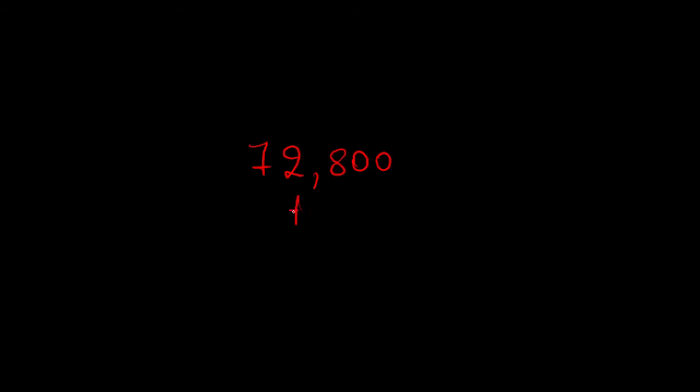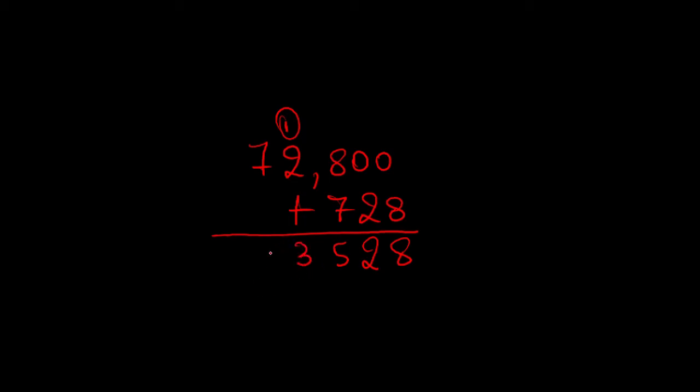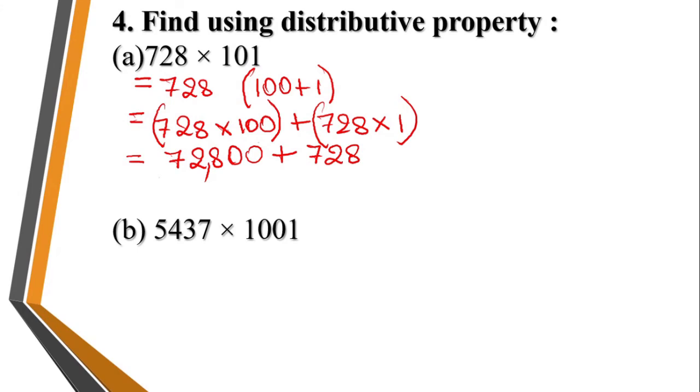72,800 plus 728 is our problem. Now let's start. 0 plus 8 is 8, and 0 plus 2 is 2, and 8 will come as it is. Then 8 plus 7 is 15, so 5 and carry over 1. Then 1 plus 2 is 3, and 7 will come as it is. So we will get our answer as 73,528. Now here is our answer, 73,528.